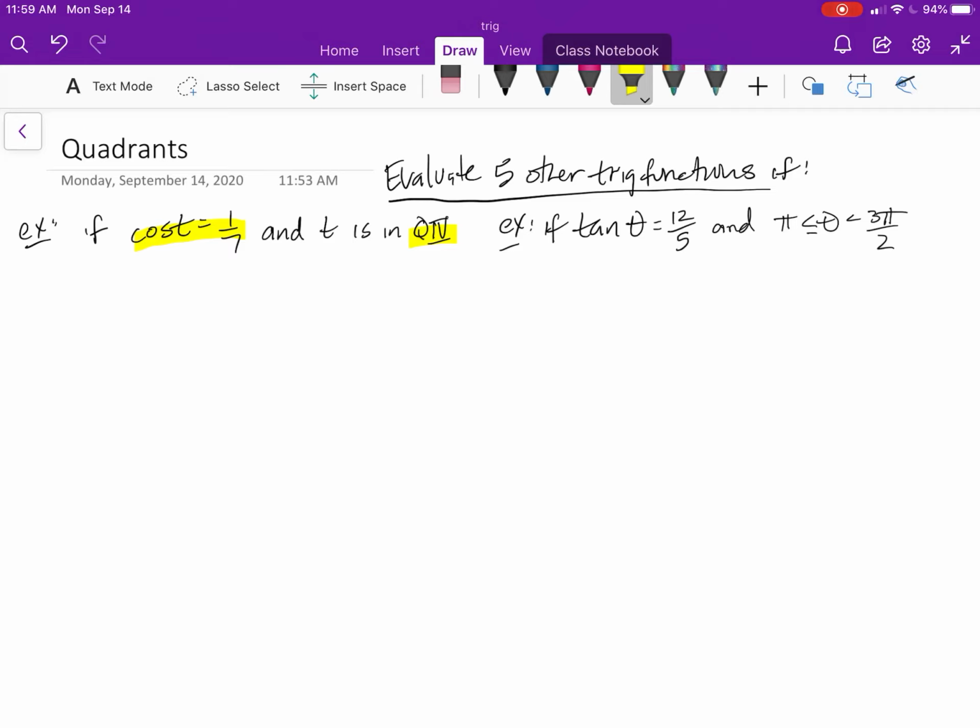Okay. In the second one, we have tangent, and again, some restriction. It's written differently in which the angle lies. Okay. All right. I'm going to take 2 approaches. In the first one, I am going to use formulas.